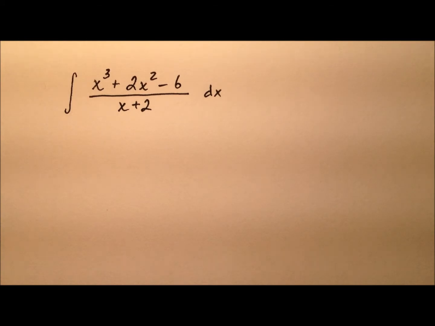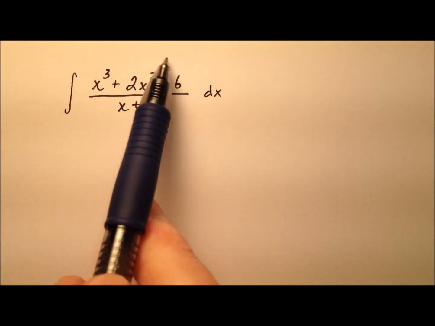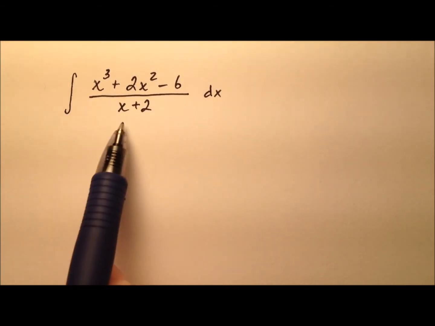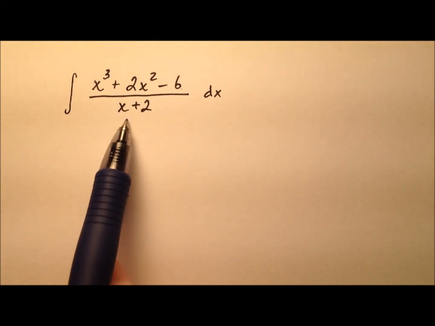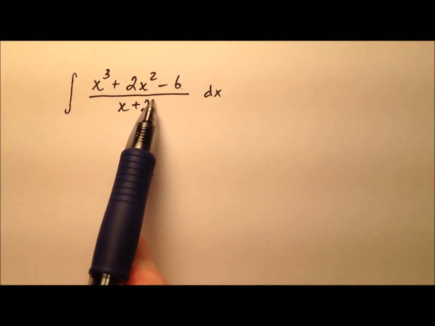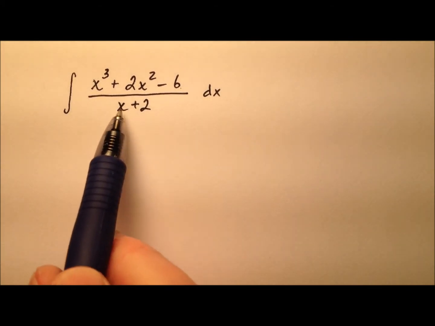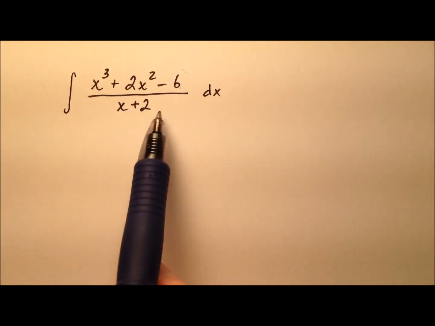In this example, it looks like we have ourselves an indefinite integral, and our integrand is going to be a rational function. So the numerator is a polynomial, x cubed plus 2x squared minus 6, and the denominator is a polynomial also, x plus 2. The denominator is nice because it's a linear binomial, pretty simple, and that'll come into play here in a second.